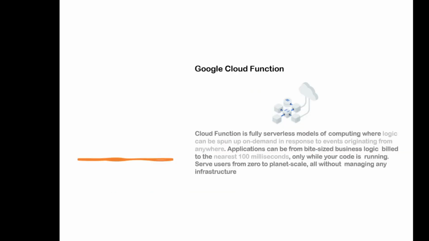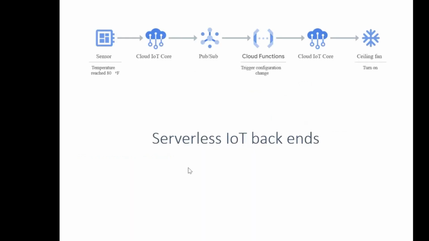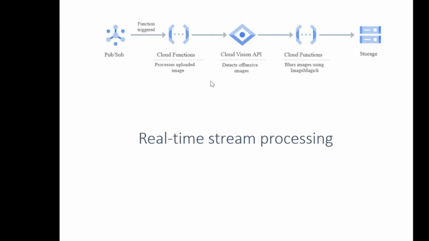So you can see here, cloud function is a fully serverless model of computing where logic can be spun up on demand in response to events originating from anywhere. These are some of the examples that we used. Just now you've given one example, where from the pub-sub event, the cloud function gets executed. This pub-sub event can come from some IoT applications, from a sensor. And when the cloud function gets executed, it can send that message to Cloud IoT Core.